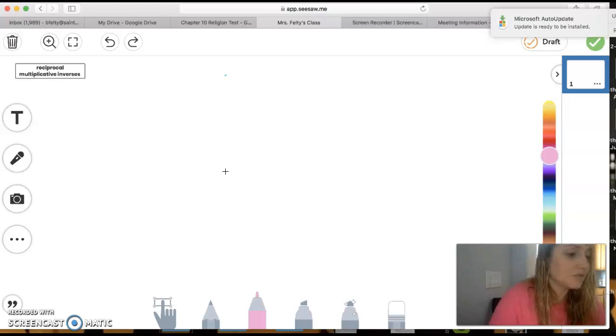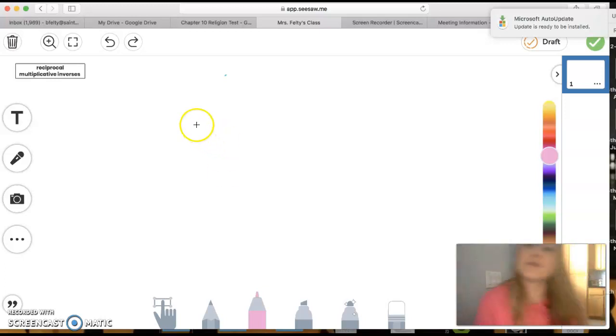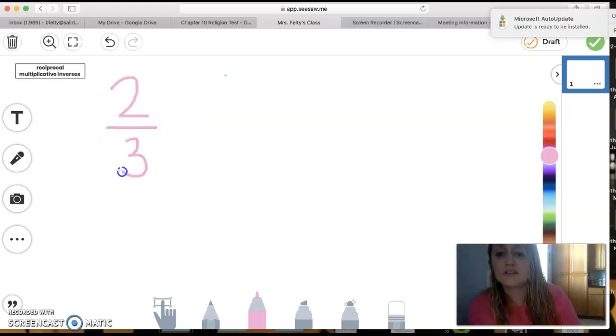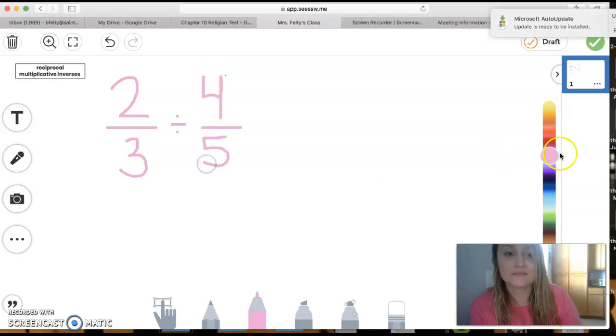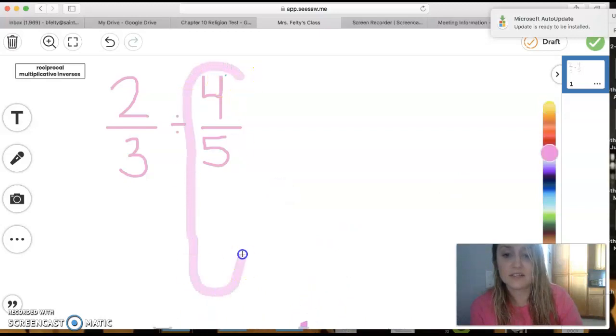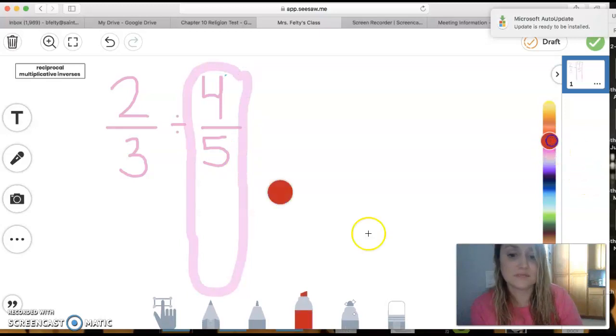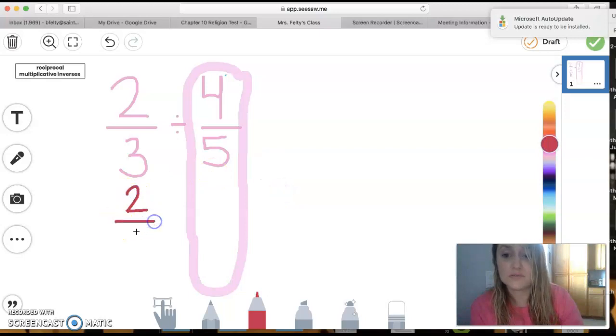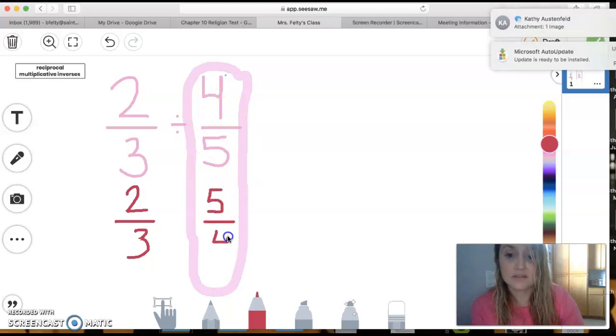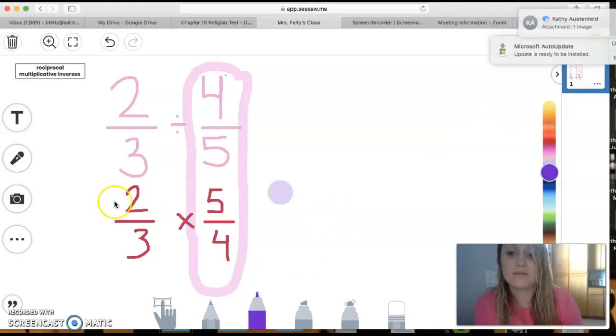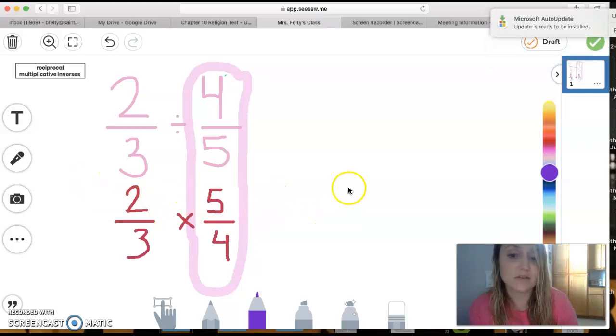All right, so let's try a couple examples. We have 2/3 divided by 4/5. Again, we're going to take this number and find the reciprocal. So we'll do 2/3, we flip that second number and multiply. Okay, so when I look at these two numbers here, again, you can multiply straight across and get 10 over 12 and then reduce it.